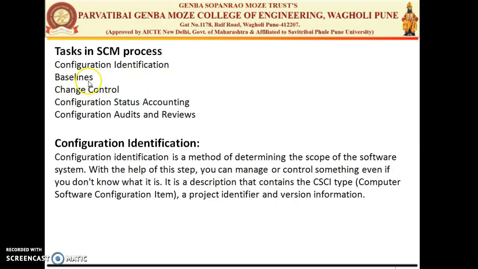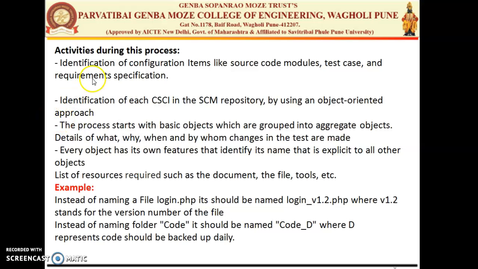Before going to the baselines, first there are some activities which are carried out in configuration identification. We'll see those activities first. The activities during the configuration identification process are given here. We'll see them one by one. The first one is the identification of the configuration atoms, such as your source code modules, your test cases, and the requirement specification. Then comes the identification of the CSCI, that is the computer software configuration atoms, in your SCM repository.